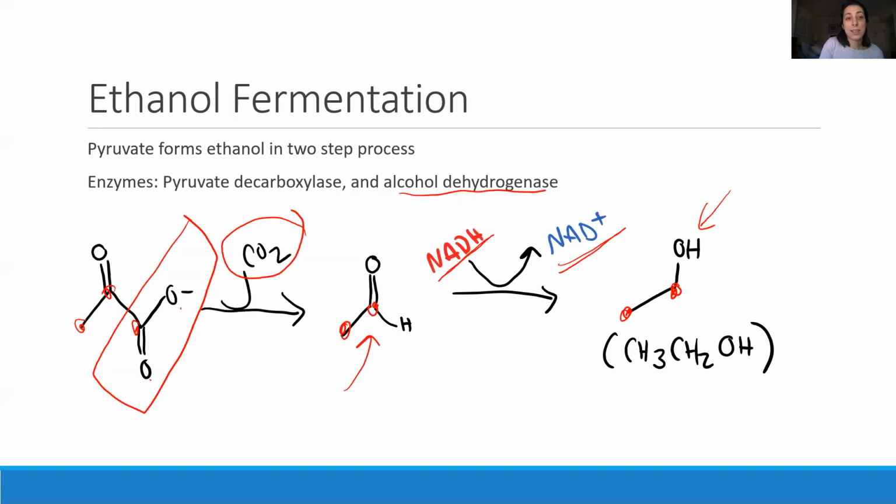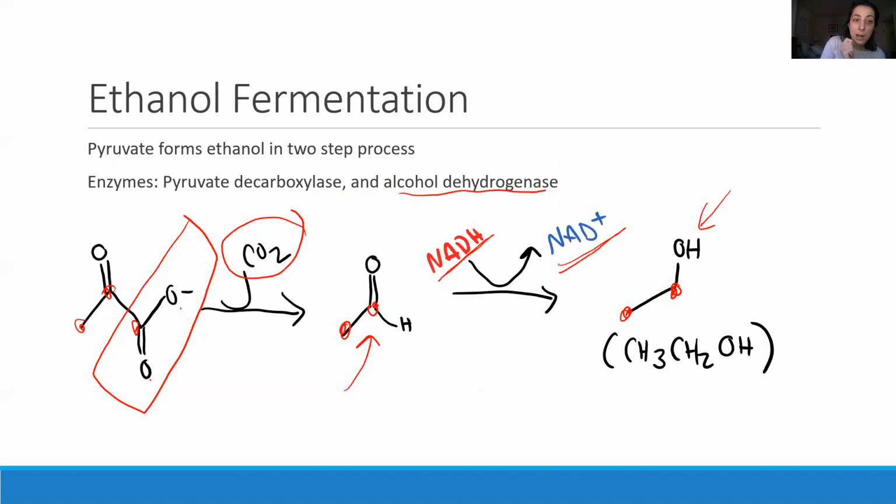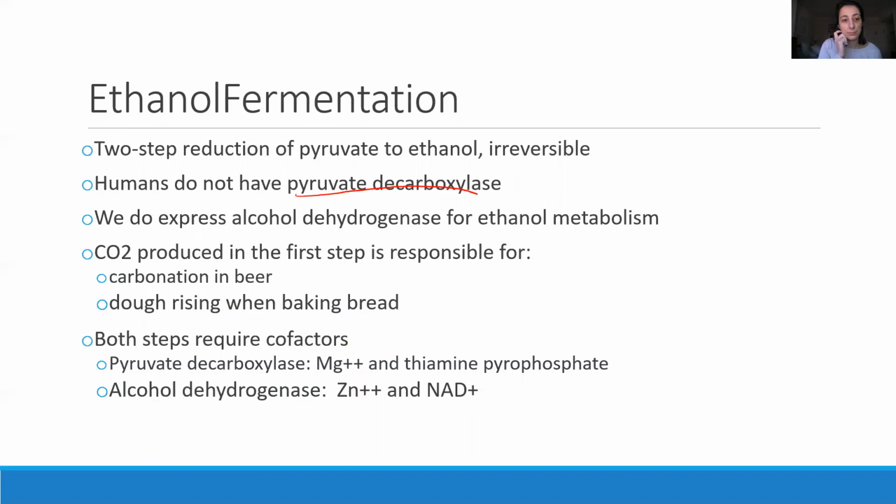If you note, the first step, which is pyruvate decarboxylase, makes CO2. And actually, that's where all of this carbonation comes from when you drink beer or other drinks that are carbonated using yeast. It's from pyruvate decarboxylase, the release of that CO2.